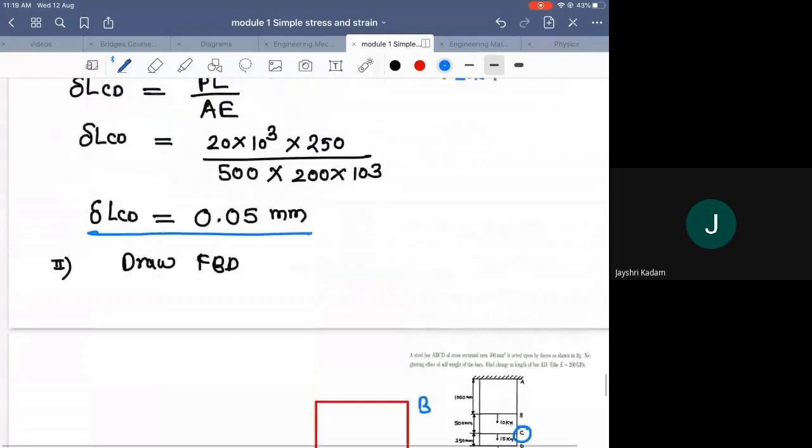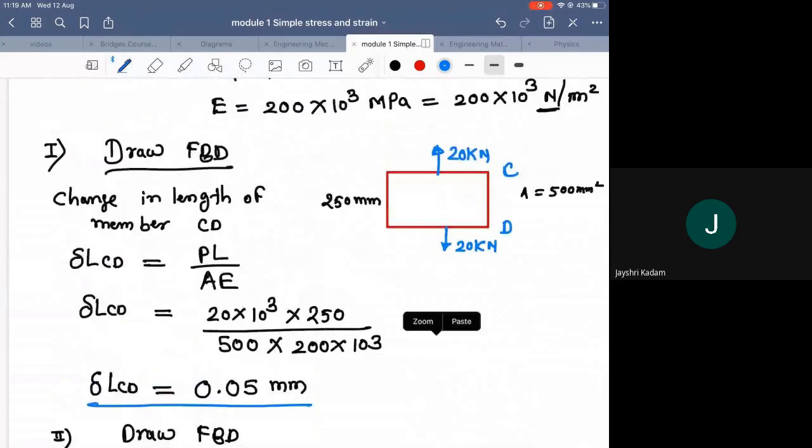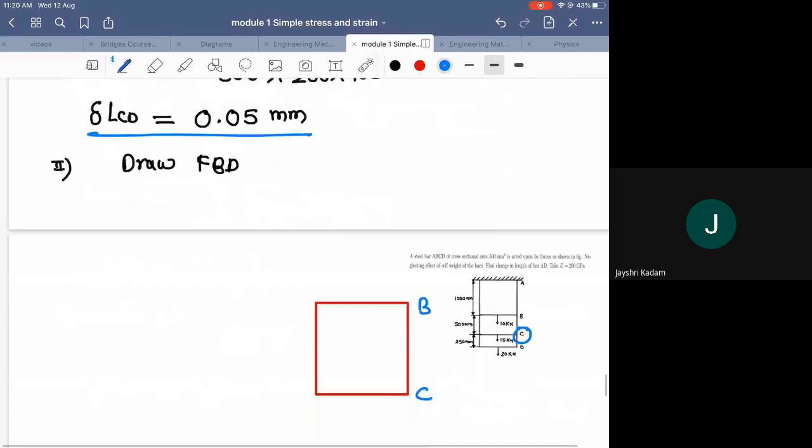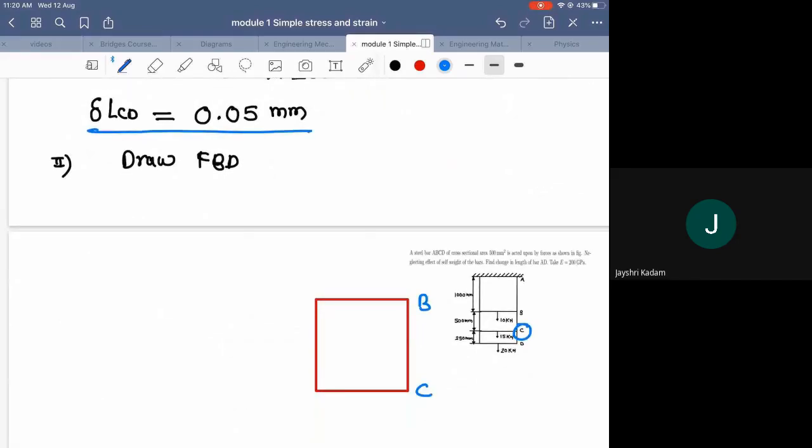So what will I observe here? Look at the upper diagram and check how much force is acting at point C. 20 kilonewton, tensile in nature. At point C, a 20 kilonewton tensile force is acting. So by observing that, I will show the same force here. A 20 kilonewton tensile force is acting. I am concentrating on point C. Now I will observe the diagram here.